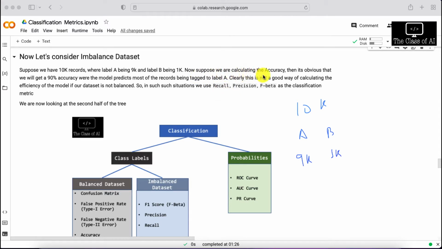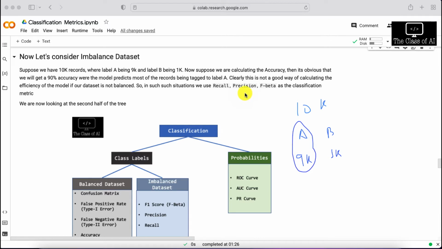Now suppose we are calculating accuracy, then it is obvious that we'll get 90% accuracy because the data is highly imbalanced. So when you train your model, what will happen? The model will focus more on this 9k. So for example, I'm teaching you history and geography, and let's say I have 10 classes to take, and in 9 classes I taught you history, and in 1 class I taught you geography. So you will be more skilled toward history because you have been more focused on history classes. Same as a machine learning model, you will be biased.